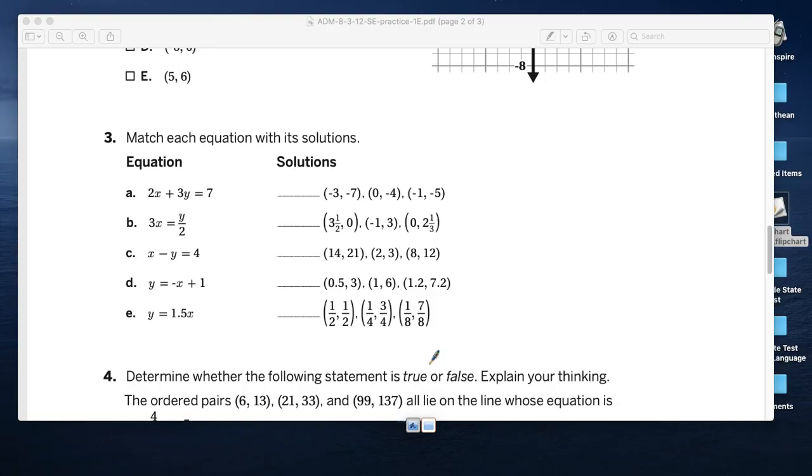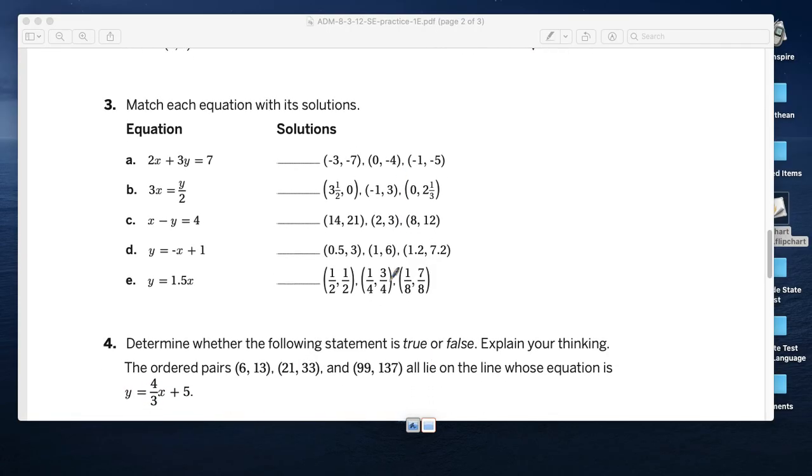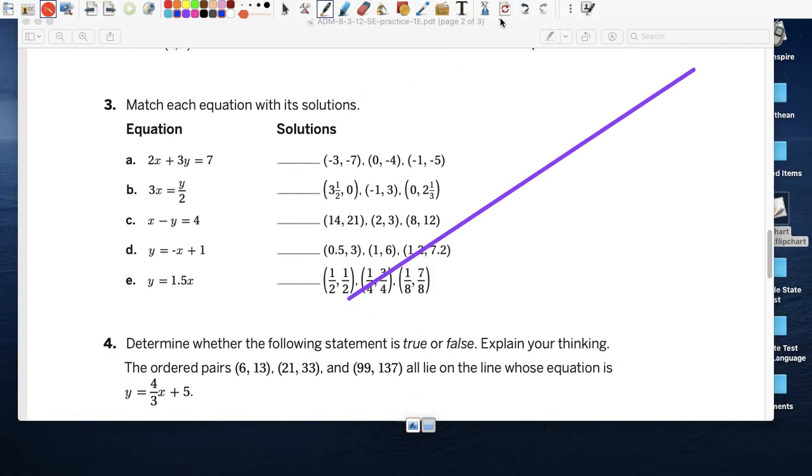Match each equation with its solution. Alright, so let's look at this. Let's see if we can cheat our way so we don't have to do too much work. Let's take an easy one, here.